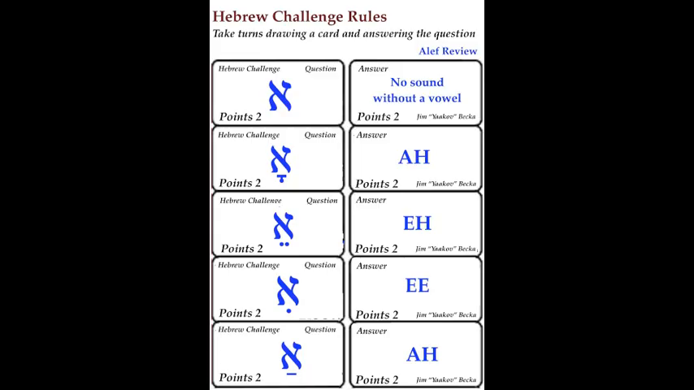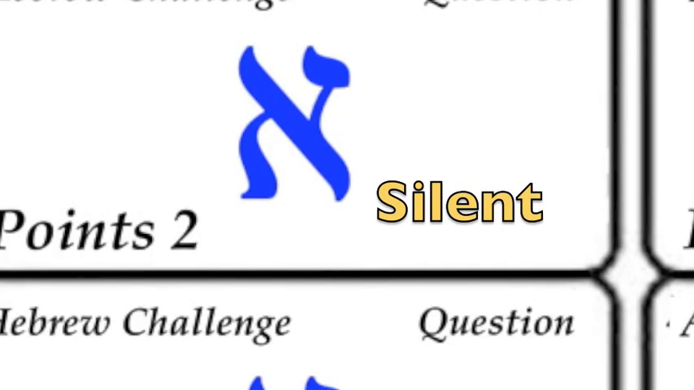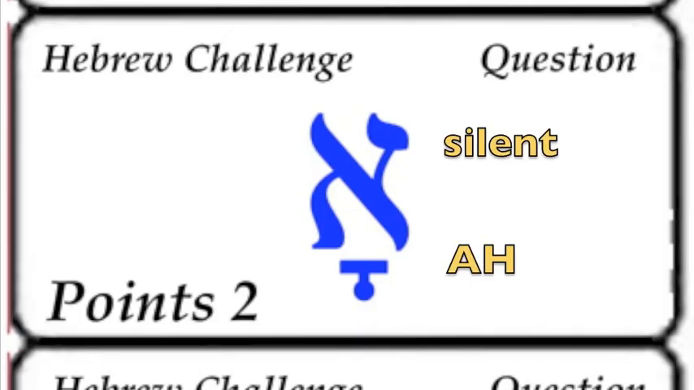Looking at what we've gone through, we had the Aleph. The Aleph has no sound by itself. It depends on a vowel. Now the vowel that you're looking at is the ah sound. It looks like a T, right? Ah.